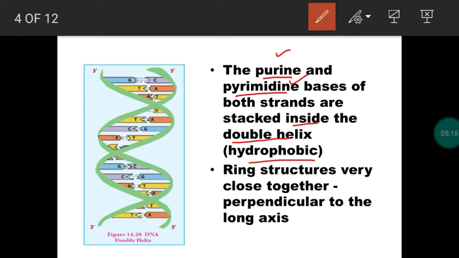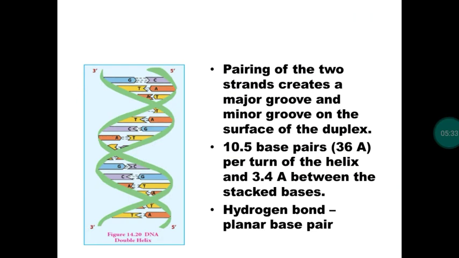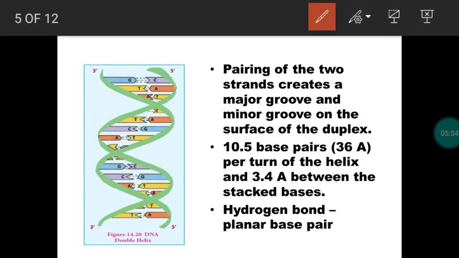So we have two chains or two strands. These ring structures are very close to each other, and they are perpendicular to the long axis. Then what will be the interactions between the nitrogenous bases? For example, adenine with thymine, and guanine with cytosine. Between the nitrogenous bases, there will be an interaction called hydrogen bonding.